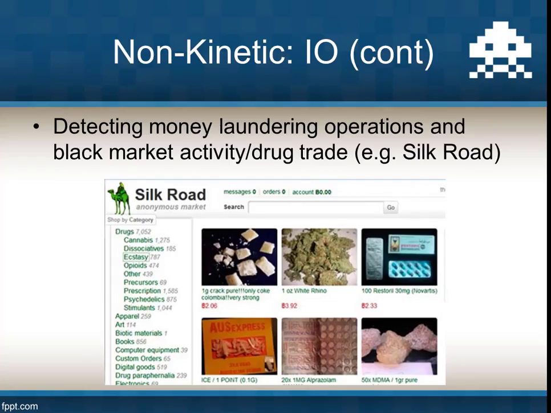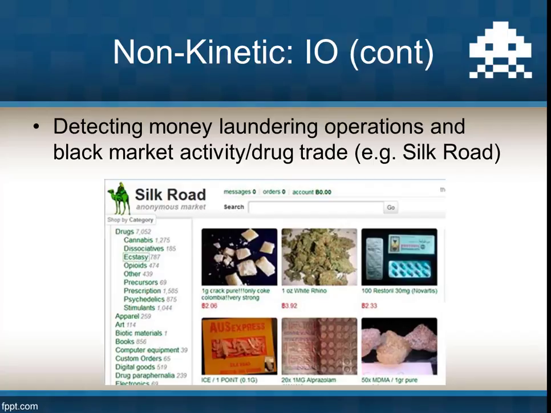All right, so continuing our information operations, one of the things we talked about was detecting money laundering operations and black market activity, drug trade. I don't know if you guys know of or remember the website called Silk Road. This was on the dark web. You had to use Bitcoin to buy things, but you could literally, as you see my mouse move here, go to drugs and cannabis, and now you see that there's 1,275 places you can get cannabis.